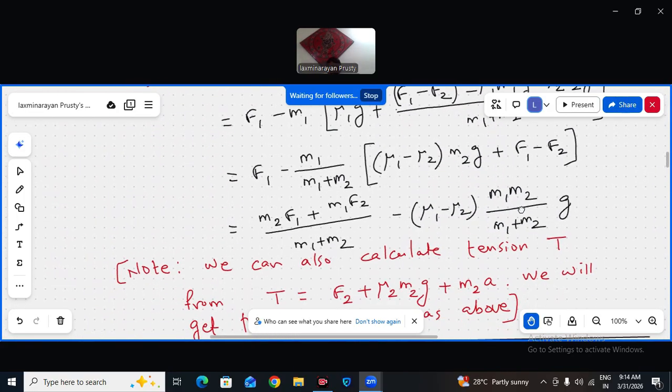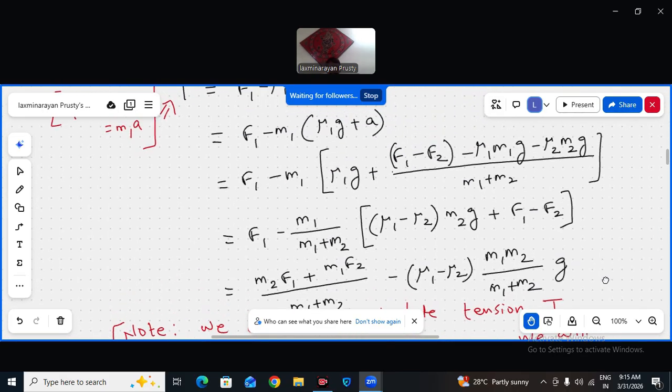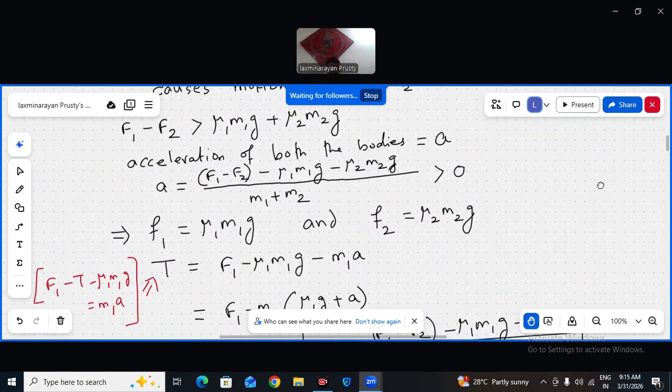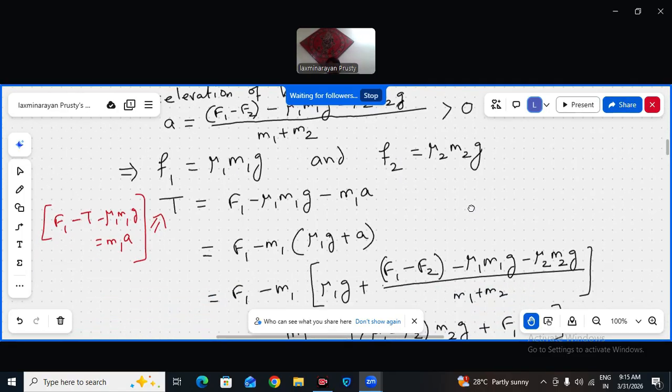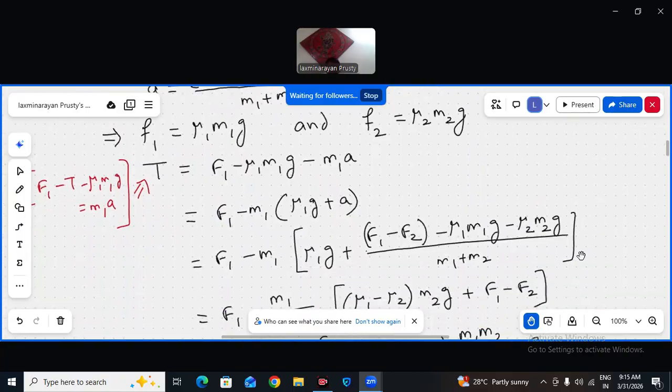So you will find that finally T is M2 F1 plus M1 F2 divided by M1 plus M2, minus mu1 minus mu2 into M1 M2 by M1 plus M2 into g. This is the acceleration. This is the tension. Acceleration is here. f1, f2 are maximum values, and tension I found out like this. This is a very simple case. Case 1 is the simplest case.